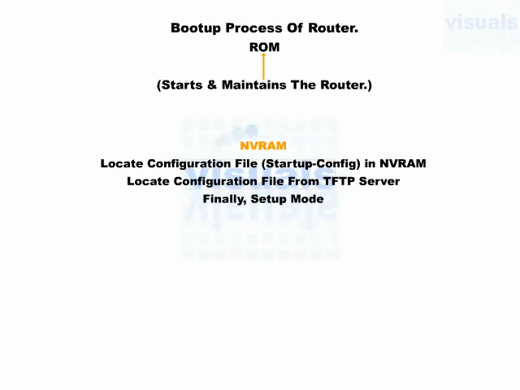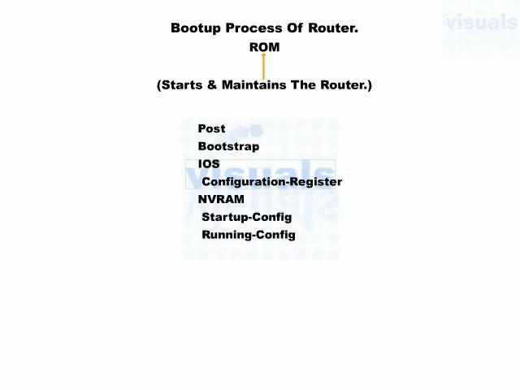The IOS image finds the configuration file in NVRAM. If it fails to find the configuration file in NVRAM, then it locates a TFTP server for the configuration file. If this step also fails, then finally it loads setup mode. I'll show you how to set up a TFTP server. Actually, a TFTP server is used for installing IOS into flash and backing up configuration files and things like that. Okay, let's get back to the boot up process of a router. We have discussed NVRAM almost.